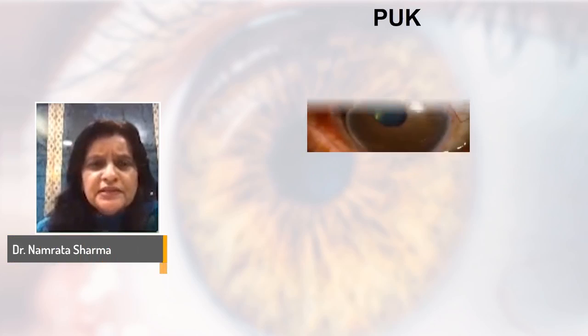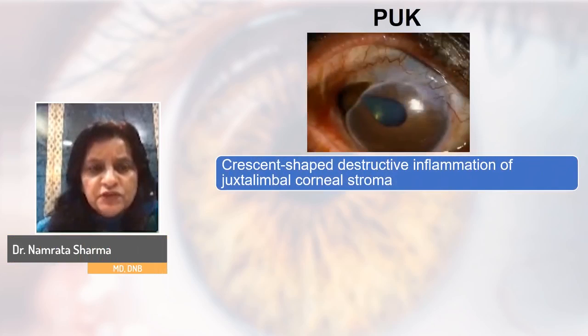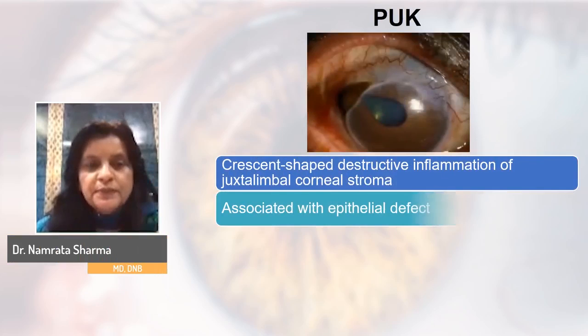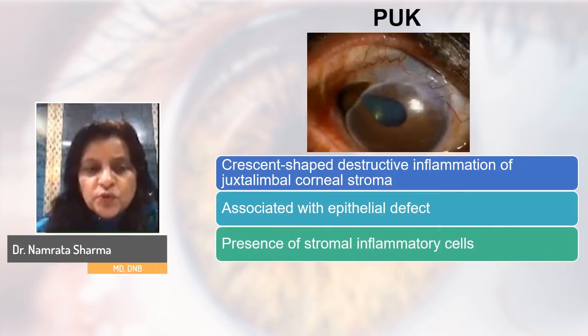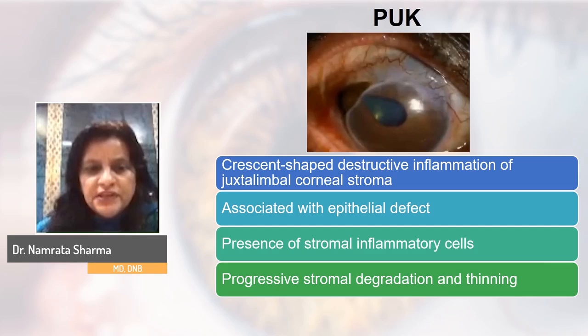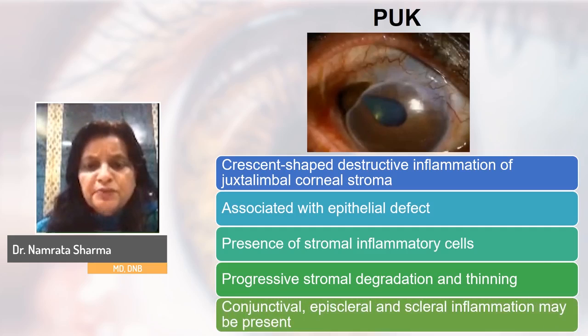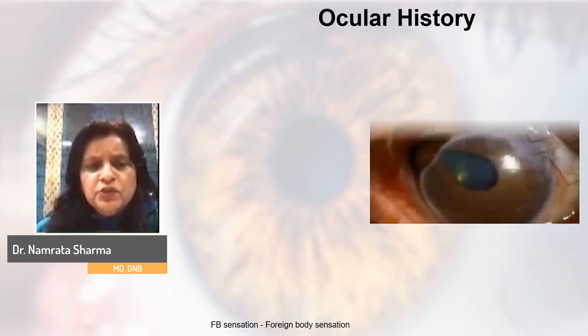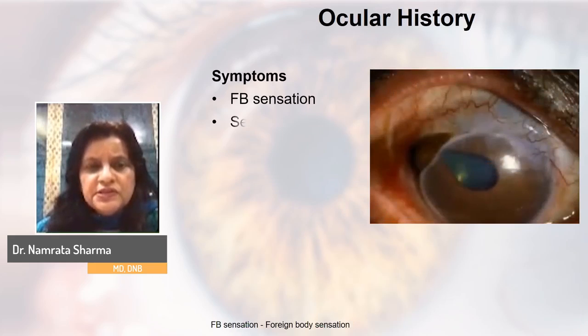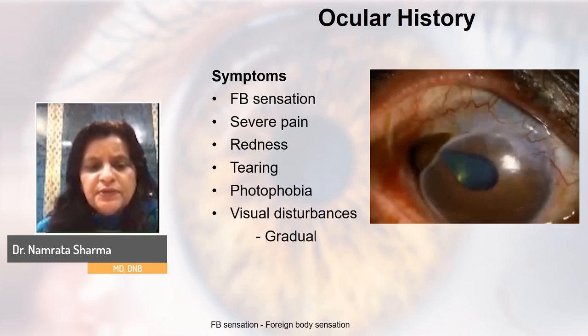PUK presents something like this: a crescent-shaped destructive inflammation of juxtalimbal corneal tissue associated with epithelial defect, presence of stromal inflammatory cells with progressive stromal degradation and thinning, and conjunctival, episcleral, and scleral inflammation may be present. The patient would generally complain of foreign body sensation, severe pain, redness, tearing, and photophobia. Visual disturbances may be gradual or they may be sudden. If it is sudden, then you know that PUK has progressed.